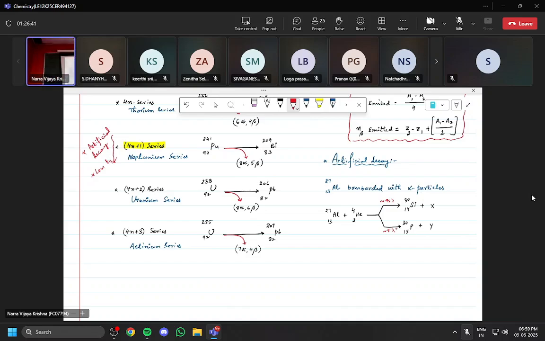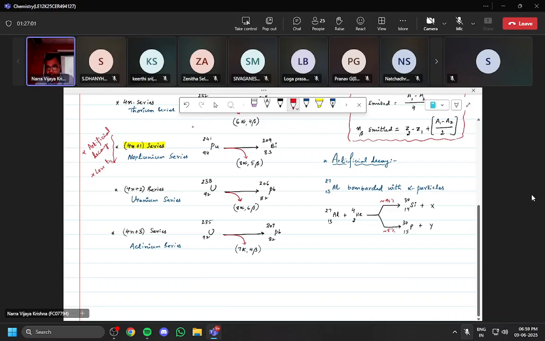In general, what is the stable nucleus of phosphorus? 15P31. So what you got, phosphorus-30, means unstable. It doesn't exist naturally, means it is created artificially. How did I create this artificially? By bombarding aluminum-27 with an alpha particle.